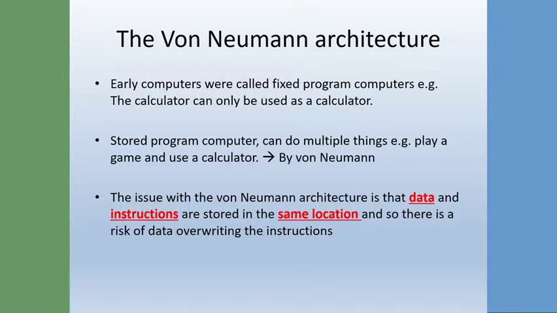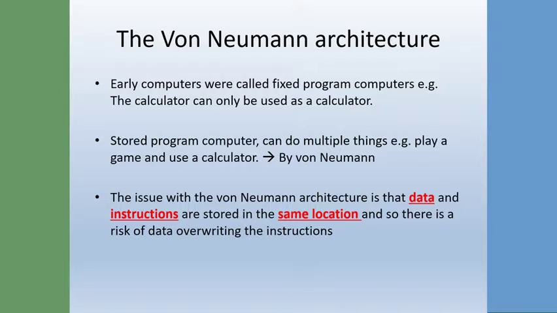He had the idea of actually storing the program that you want to carry out alongside the data that you're going to manipulate in the same place, in the same memory of the computer. What that now meant was that you could very easily change your computer to do different things. It can now become a multi-use program. So, for example, playing a game, you can do that, and then you can switch to using a calculator.